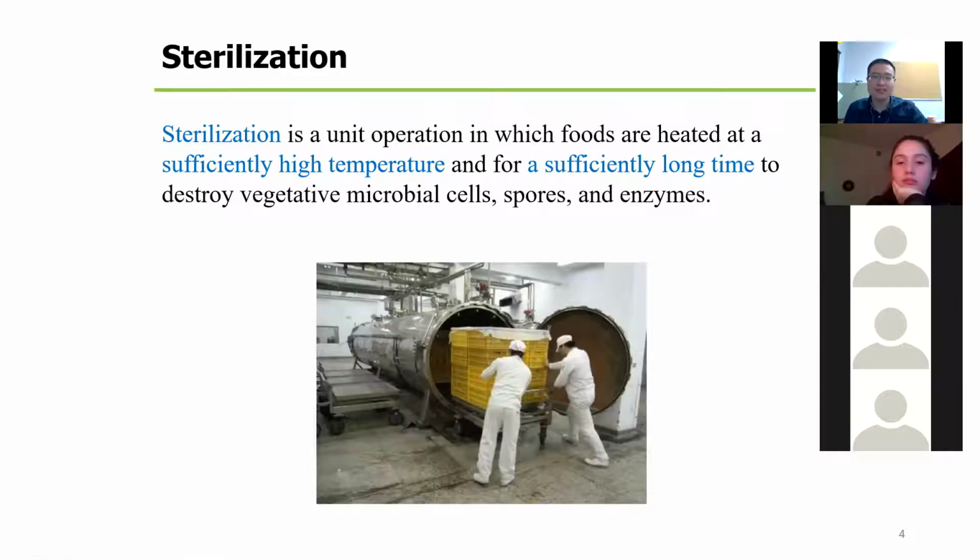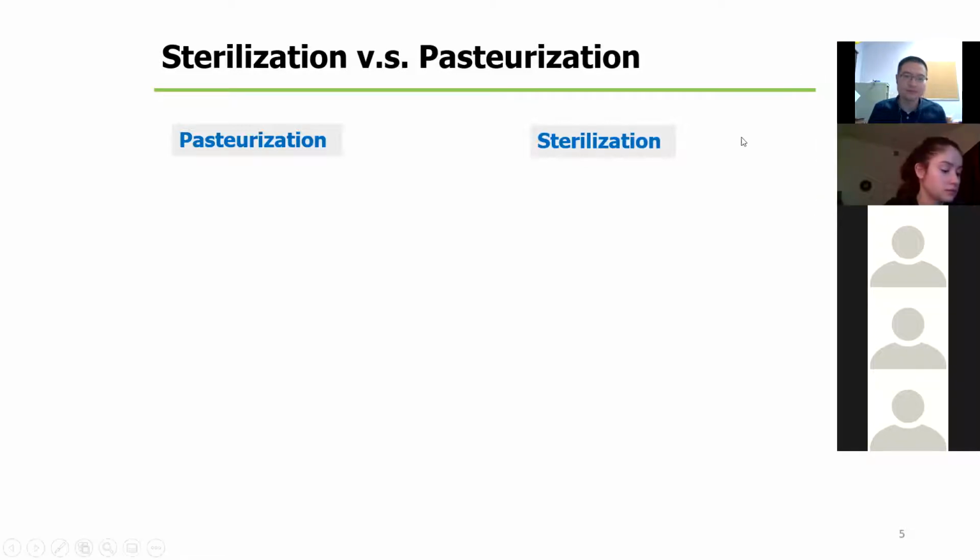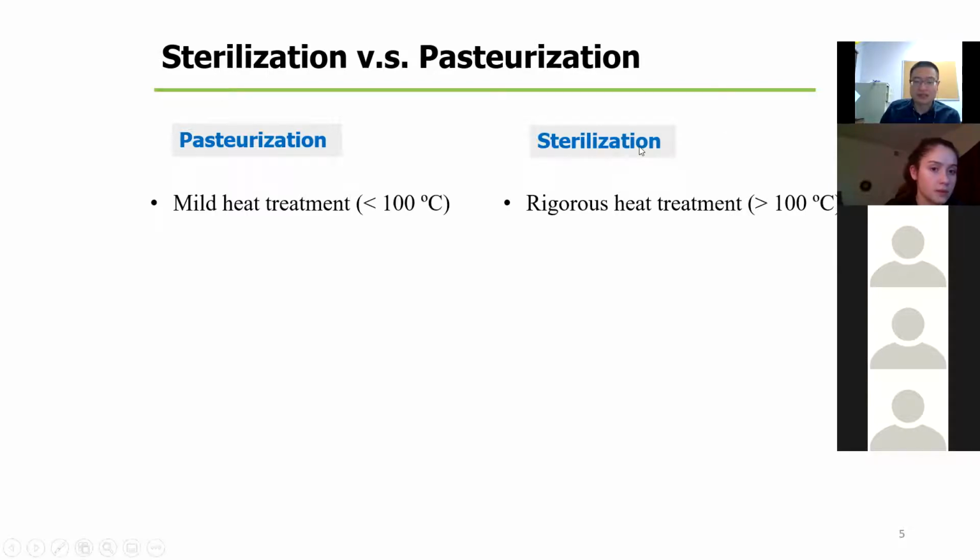So it is a unit operation where we apply an extremely high temperature for a very long time to destroy almost all the microorganisms, especially the spores, which are very thermal resistant, and we're making sure that they are destroyed. So a little bit of a comparison between them. So far, if you recall, we have learned blanching, then pasteurization, and finally sterilization.